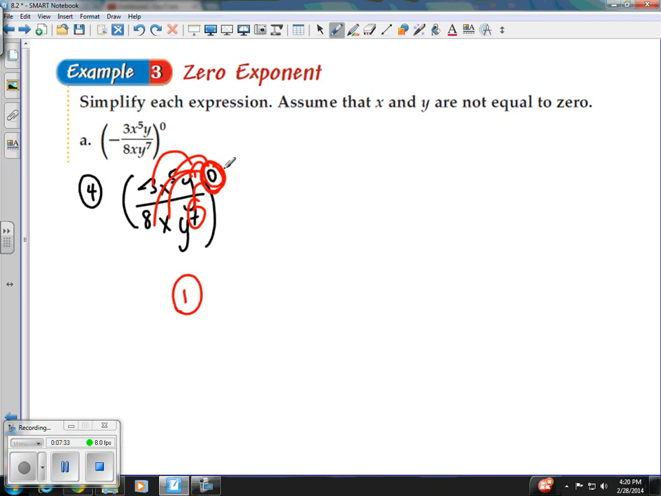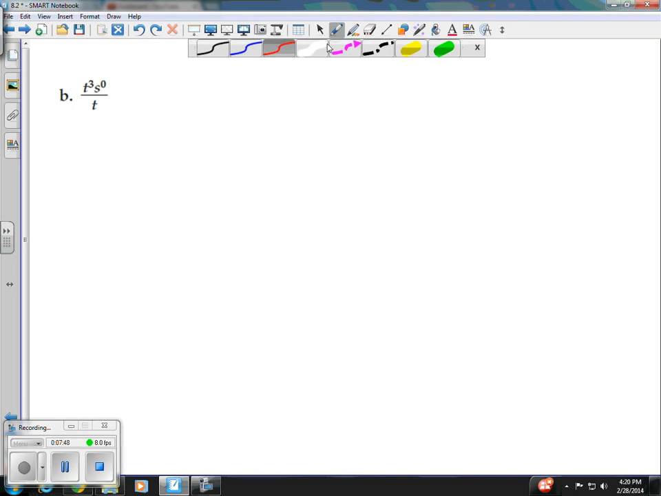Because the whole parentheses is raised to the 0 power. Those are some of my favorite problems, because if you see a big parenthesis and it's all raised to the 0 power, you know it's automatically just going to be 1. So here's another example for our 0 power.